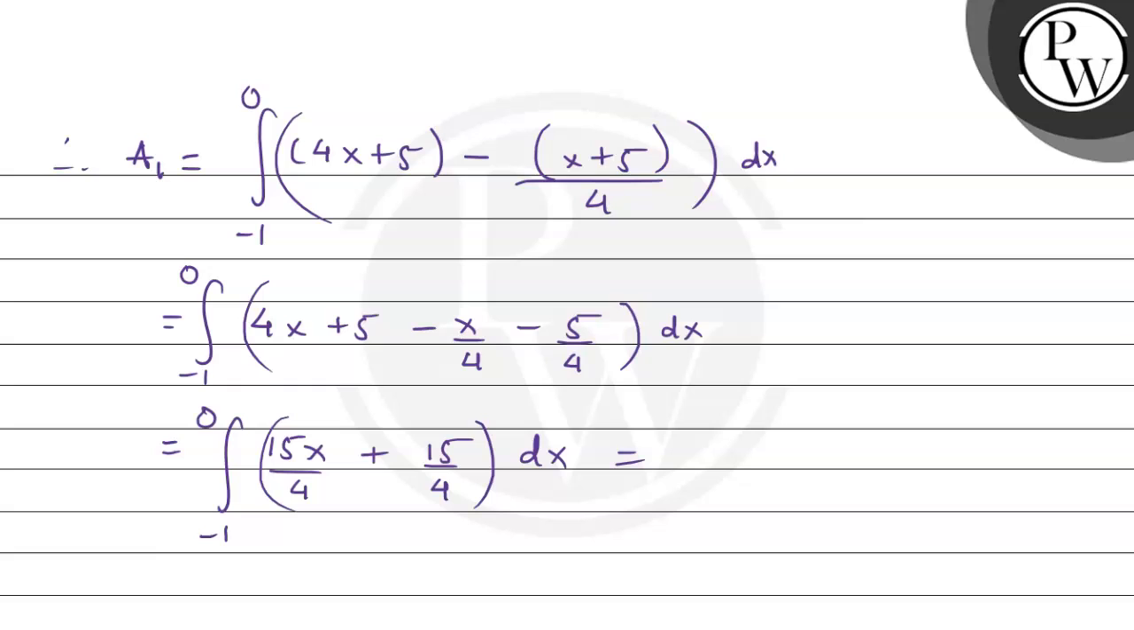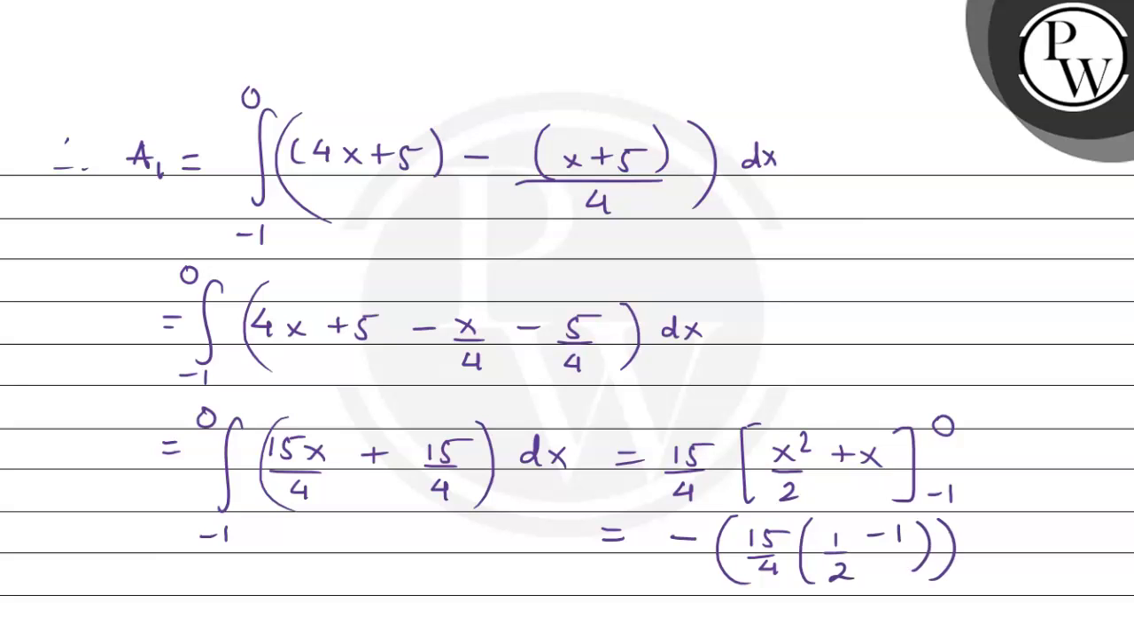Now let's simplify and integrate. This is 15 by 4 times the integration of x plus 1, that is x square by 2 plus x, over the limits minus 1 to 0. Applying the upper limit 0, we have 0, and applying the lower limit, this is equal to minus of 15 by 4 times (1 by 2 minus 1), which evaluates to minus half times minus 15 by 4, that is 15 by 8. So A1 equals 15 by 8 square units.